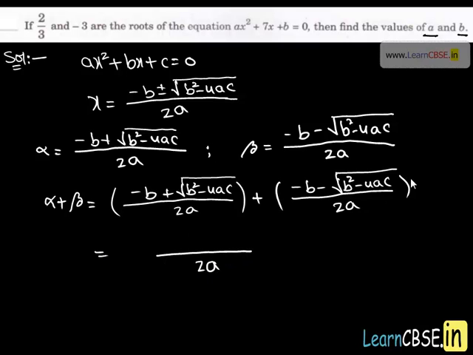When we add these two, the square root of the discriminant cancels out, and we are left with -b plus -b, that is -2b. By cancelling 2 in the numerator and denominator, we get the sum of the roots as -b/a. This is a very important result.